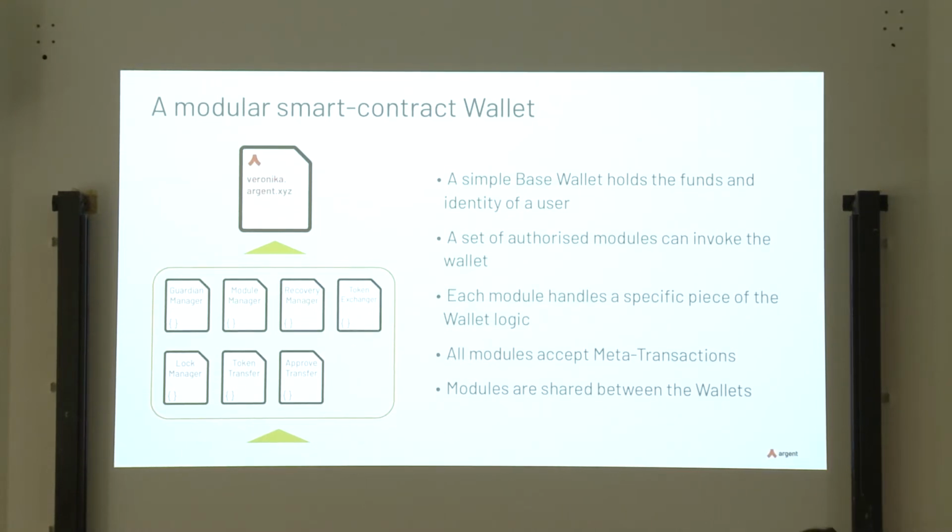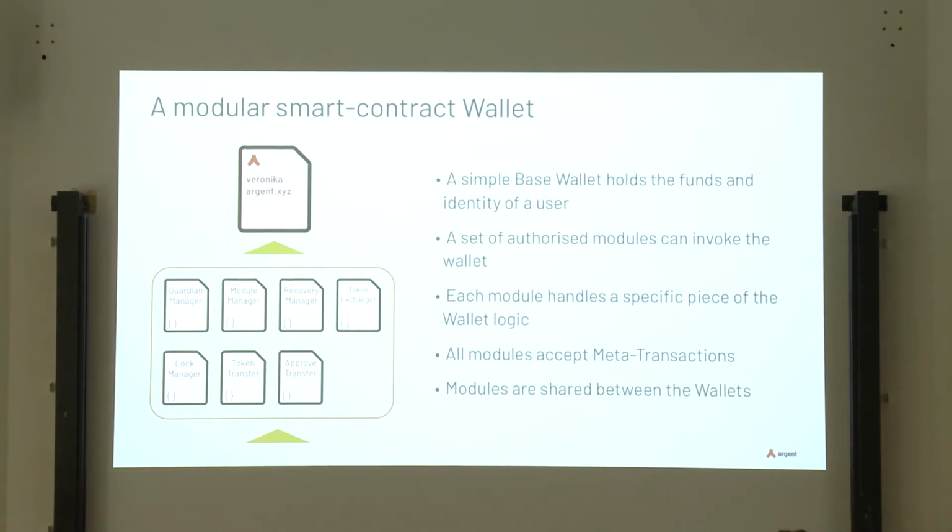And what's interesting too is that modules are shared between the different users. So there is one module for all the Argent users, but each Argent user has its own independent base wallet contract, which holds its funds and its identity. If you see in green, that's the flow of a transaction. When you want to interact with your wallet, you don't interact with the base wallet, you interact with the module. The module will verify and authorize the transaction, verify the context, and if yes, will instruct the base wallet to, for example, transfer your funds.